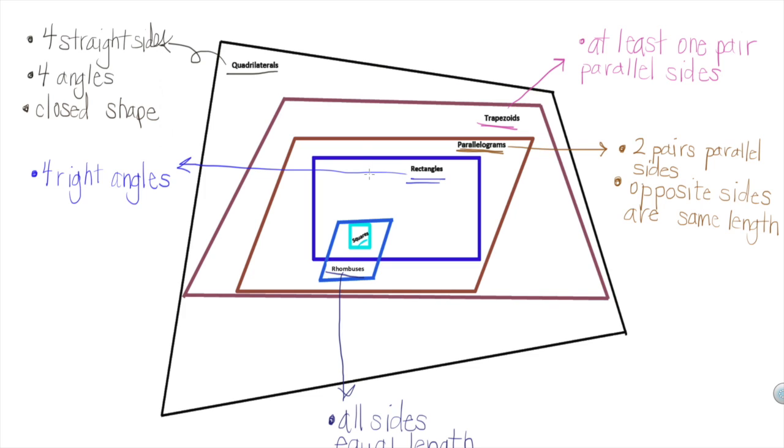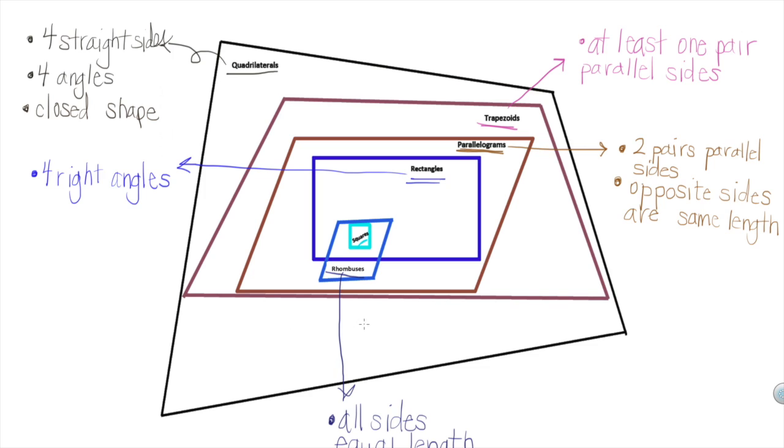Okay, so now we're getting to the rectangle. A rectangle, as you all well know, has 4 right angles, but it also has to have the attributes of all of these other shapes, of the parallelogram, of the trapezoid, and of the quadrilateral. I'm not going to read those all again because we've gone over them a few times.